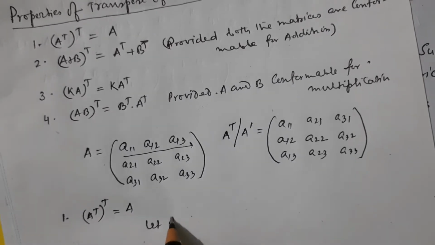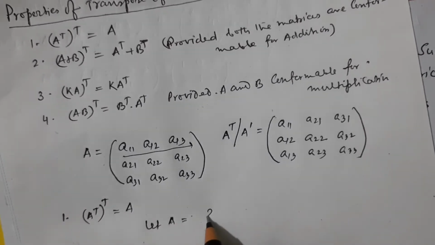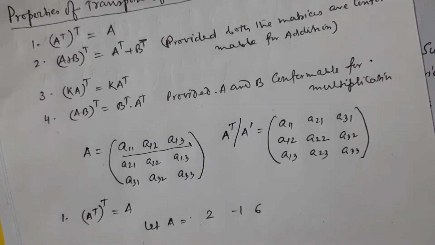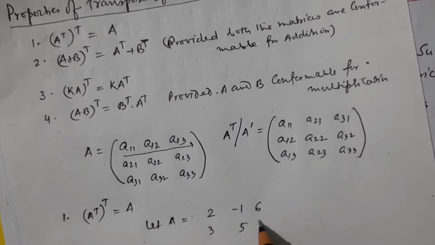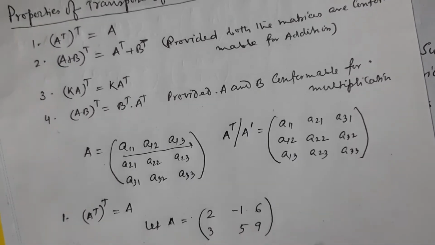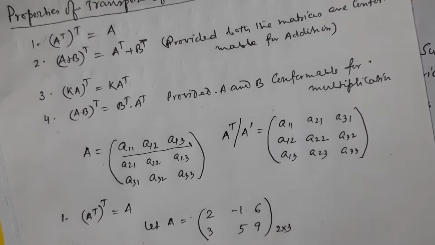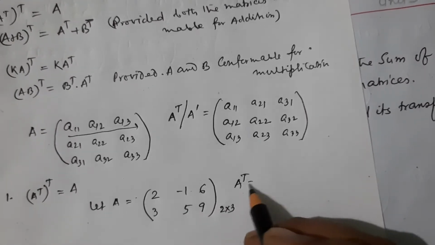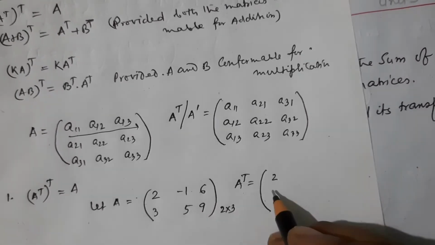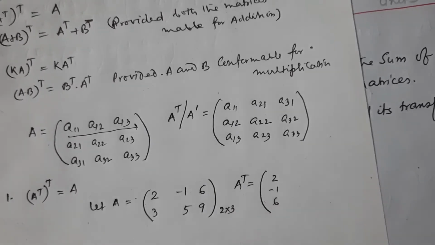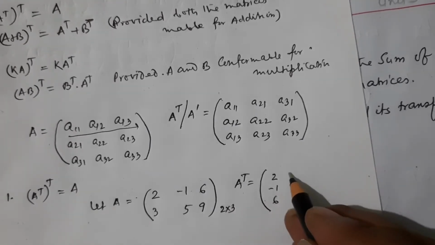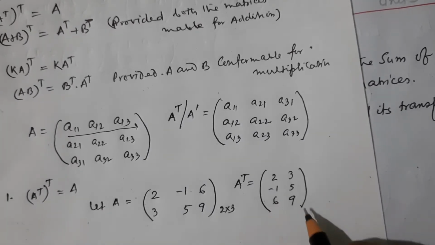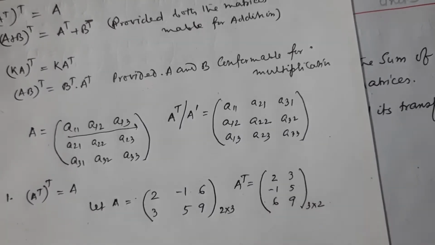Let A be equal to 2, minus 1, 6, 3, 5, 9. This is a matrix of 2 cross 3. So again we calculate A transpose. A transpose is a matrix of 3 cross 2: 2, 3, minus 1, 5, 6, 9. This row is written as a column, so this is a matrix of order 3 cross 2.